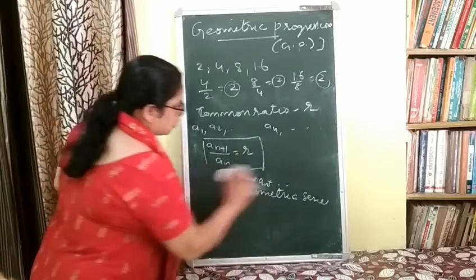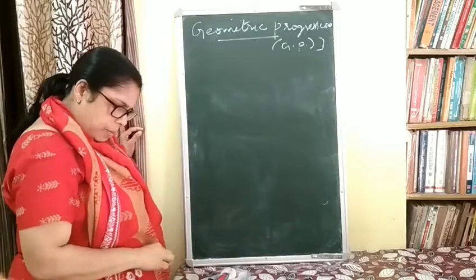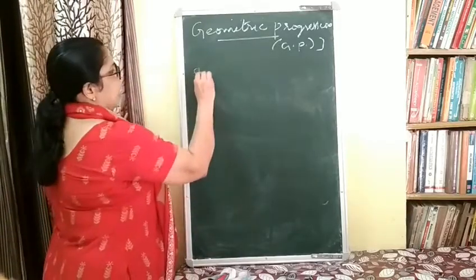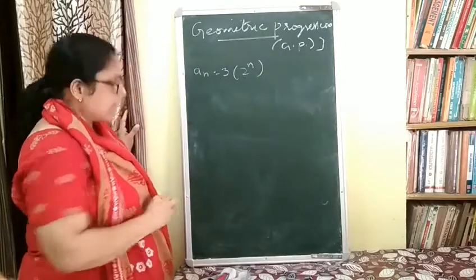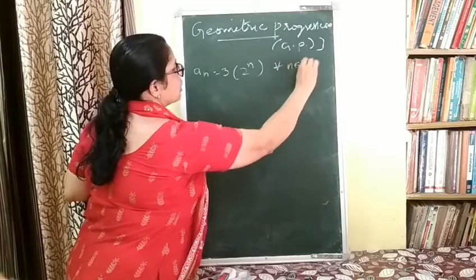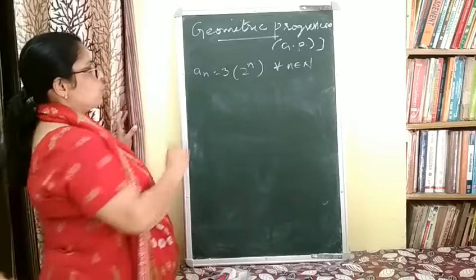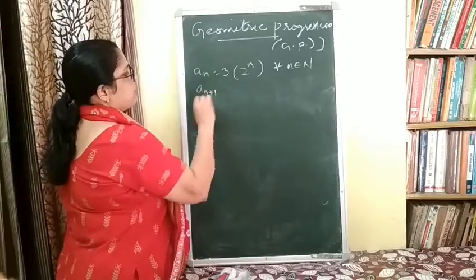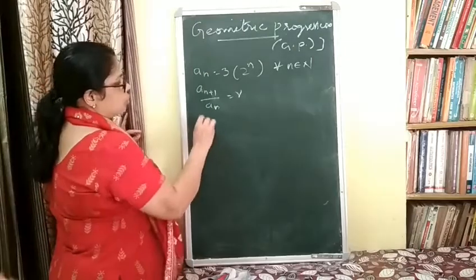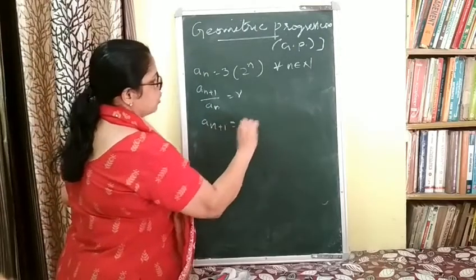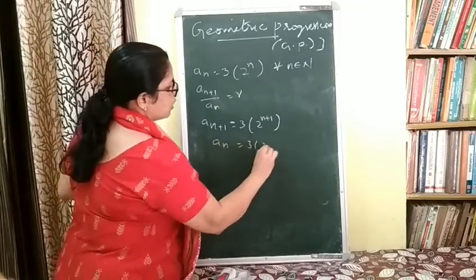Now let us do a question. I am giving an example. A sequence is given by an is equal to 3 into 2 raised to the power n, for all n belonging to the set of natural numbers. Now find its common ratio. You are asked to find its common ratio. The formula of common ratio is a(n plus 1) by an is equal to r. Just replace n by n plus 1 in this sequence. You will get a(n plus 1) is equal to 3 into 2 raised to power n plus 1, and an is equal to 3 into 2 raised to power n.